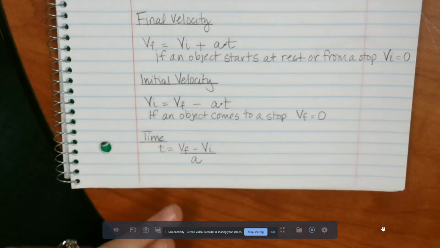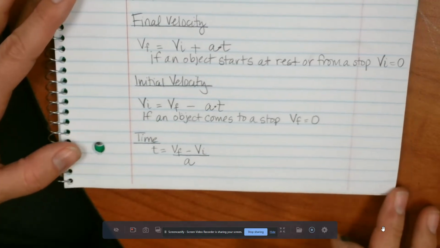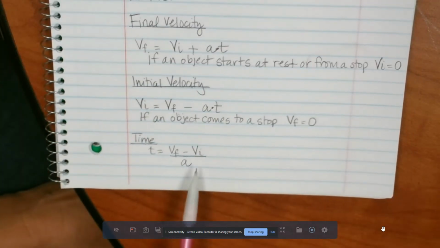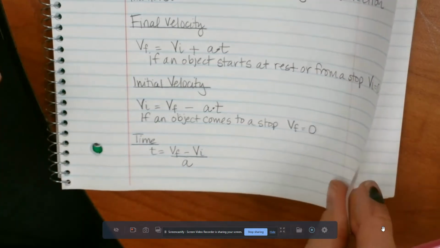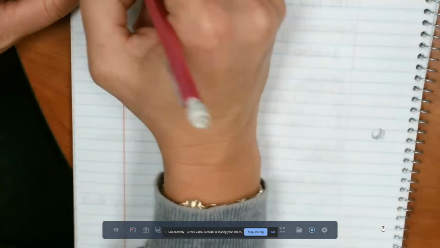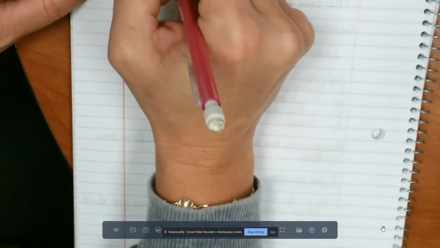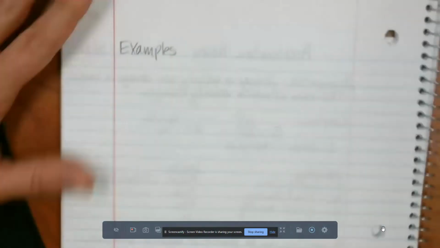So that is the time equation. We plug in all of the variables to find time. There is unfortunately no circle for this because we have a subtraction in here and it's not just multiplying and dividing. So no circle, unfortunately. You just got to know the equations. Okay, so let's go ahead and go through some examples. And I will move the camera so you can see what I'm doing here.